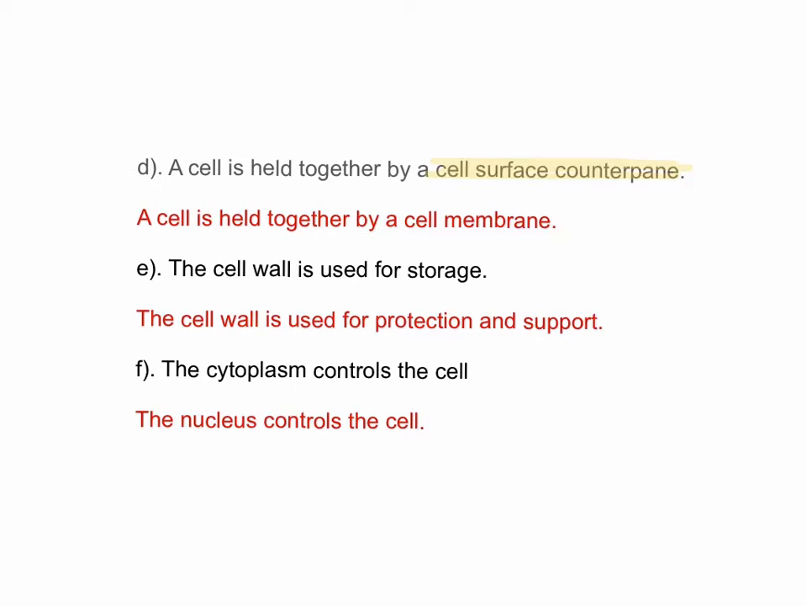Part E, the cell wall is used for storage. It's not used for storage, it's for protection or support. Either of those 2 terms is its main function. Part F, the cytoplasm controls the cell. The cytoplasm doesn't do that, the nucleus does that. You could have said instead that the cytoplasm is where the reactions happen in the cell, or it provides support for the shape of the cell. But if you're talking about which component controls the cell, it's the nucleus.